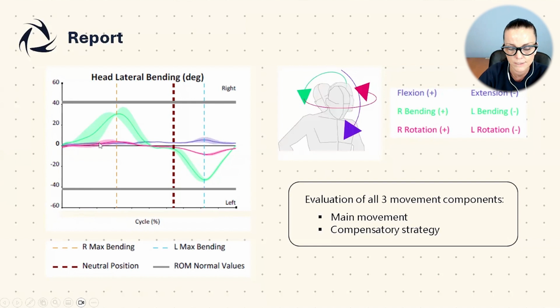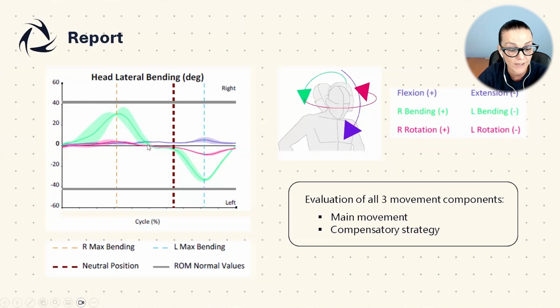As you can see here, all 3 movement components of the head are shown during the execution of one specific movement. The green line is relative to the lateral bending component. The flexion extension is blue, and the rotation component is pink. In theory, as we are evaluating the lateral bending movement, we expect the graph to highlight only the variation of the green line because it's related to this movement.